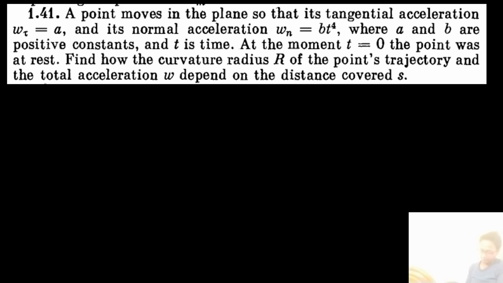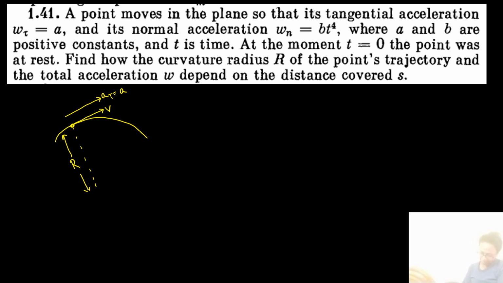A point moves in a plane so that its tangential acceleration is equal to a. So suppose in a plane it moves along a radius of curvature, whatever the radius of curvature is. This is not a perfect circle. So suppose out here the point was moving with velocity v. The tangential acceleration is given by a constant a.